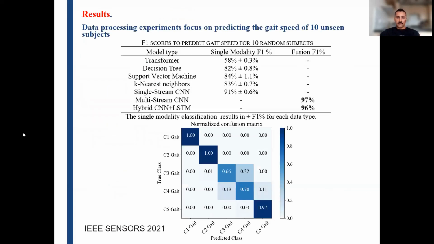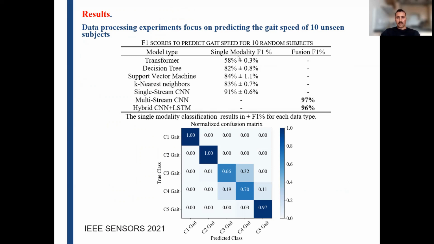Now, for the classification result, we first of all trained the neural network on 40 subjects, and then we tested the neural networks or the algorithms on unseen subjects. So we held out 10 people's data. We never showed it to the model during training, and we only showed it during testing. So the result is the multi-stream convolutional neural network achieved 97, and the hybrid CNN+LSTM achieved 96.